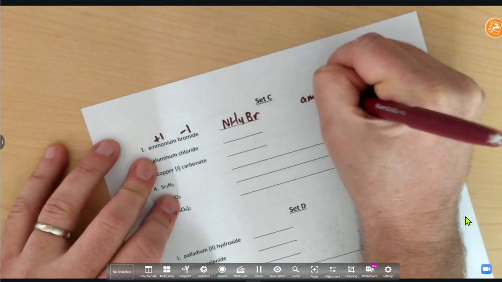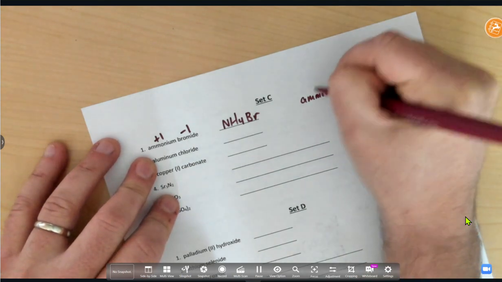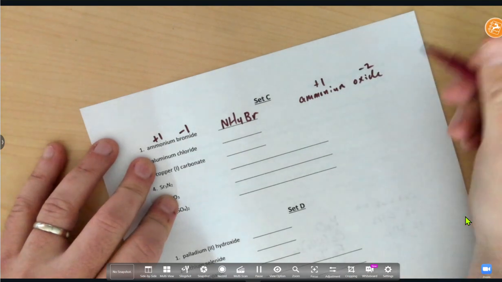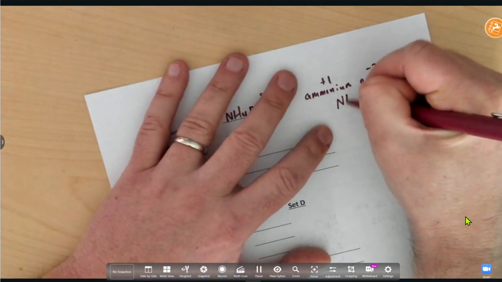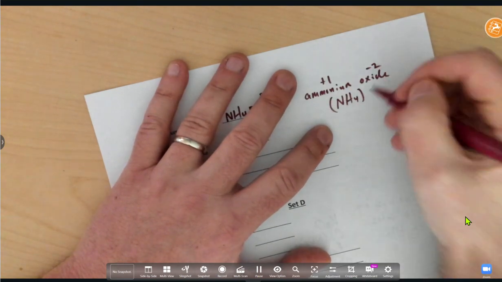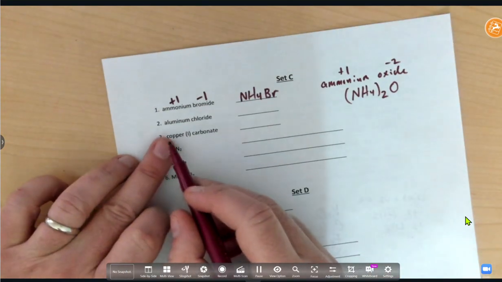Just to expand, if it was ammonium oxide, ammonium is +1, oxygen is -2. In that case, we would need 2 of the ammonium ions. So ammonium oxide would show the ammonium ion in parentheses with the 2 outside and the O outside. All right, moving right along.